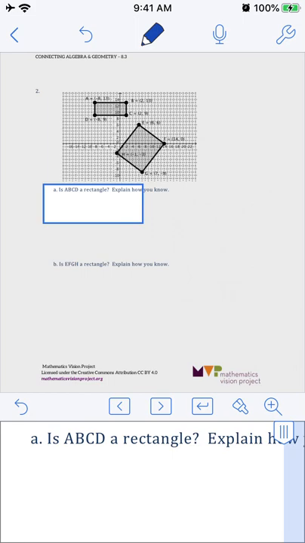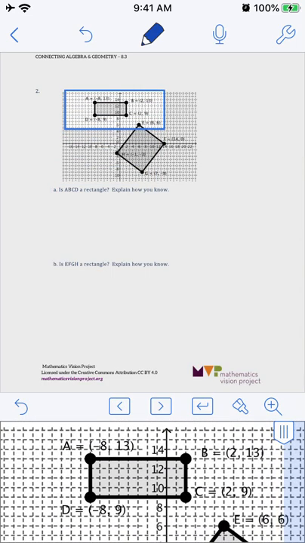A rectangle is a parallelogram that has 90-degree angles. So we also have to check 90-degree angles. We are not going to break out the protractor because that's just too much work, and protractors are not always accurate. So we have to find another way to prove not only parallelogram, but rectangles. So how do we prove 90 degrees?